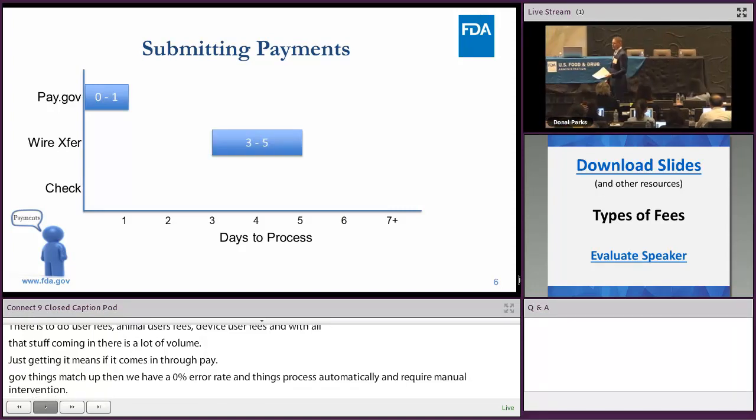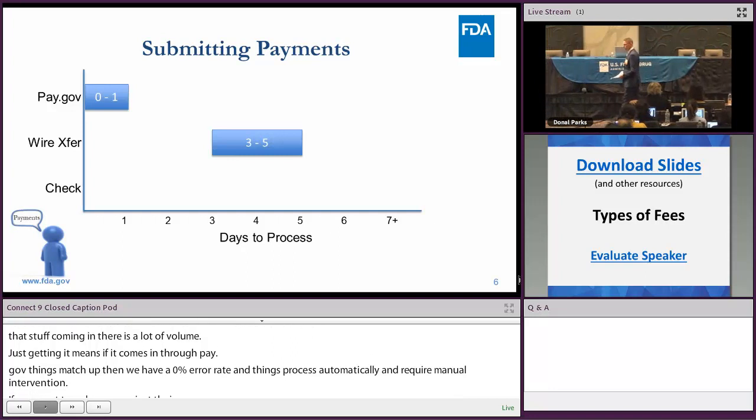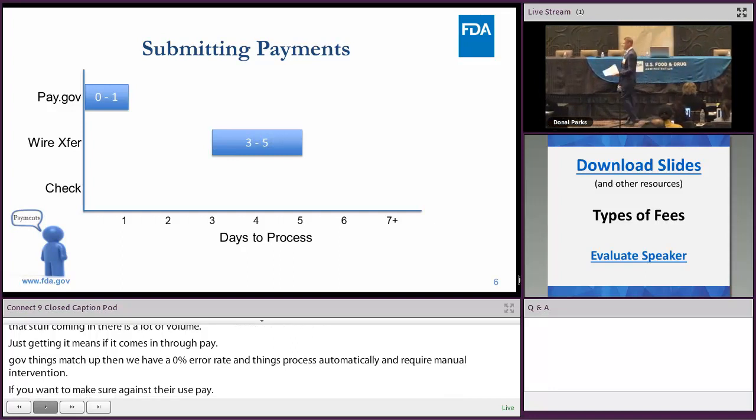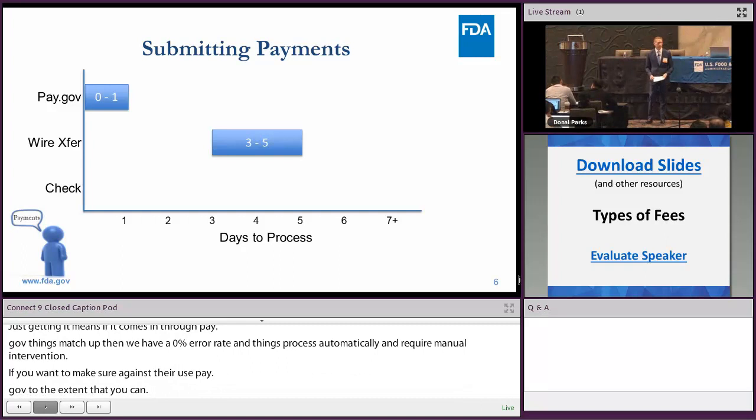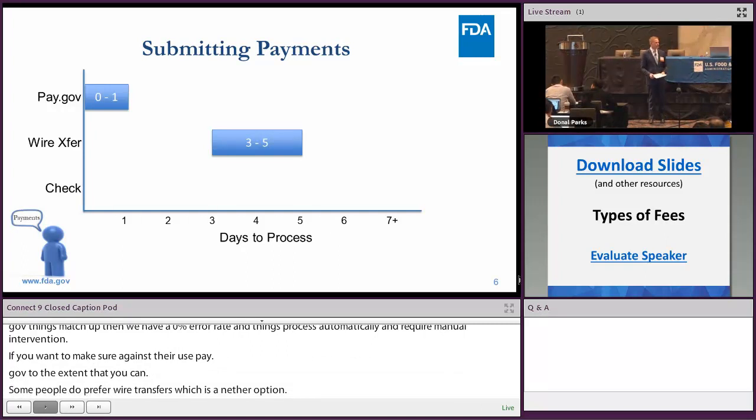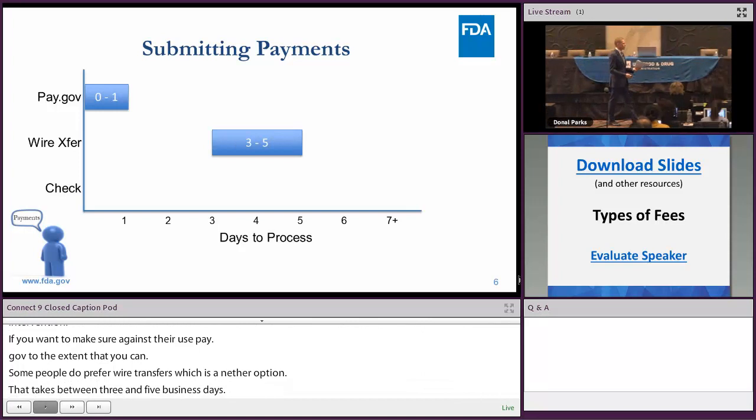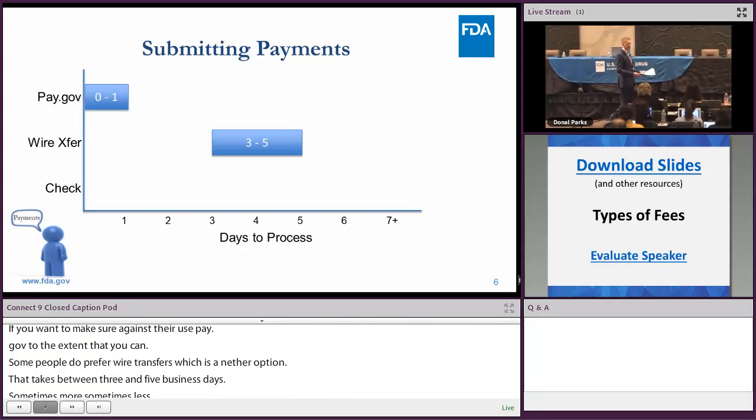Some people prefer wire transfers, which is another option. That tends to take between 3 and 5 business days to get to us, sometimes more, sometimes less. The other thing to think about here is what catches people off guard on wire transfers: sometimes there's a wire fee associated with it they didn't anticipate.